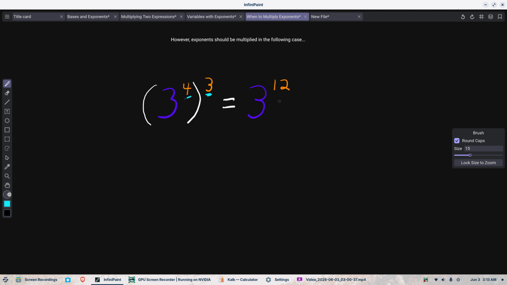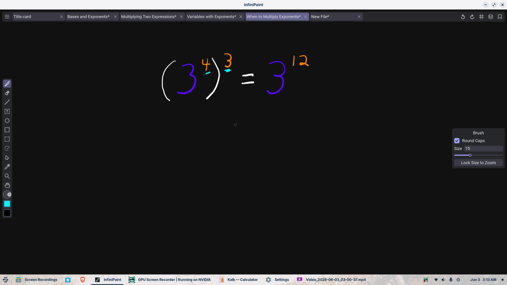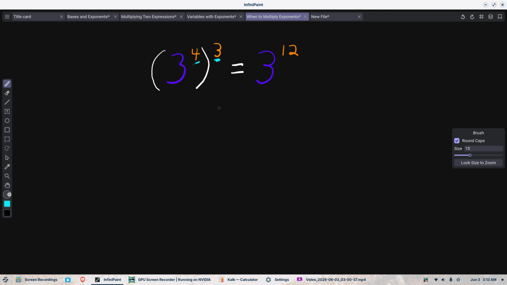And to help you understand why this makes sense, I am going to use the order of operations to simplify. So the first thing the order of operations says that we should do is we should look at the parentheses. Remember, PEMDAS. P stands for parentheses, and that comes first. So let's start with looking at 3 to the 4th power.